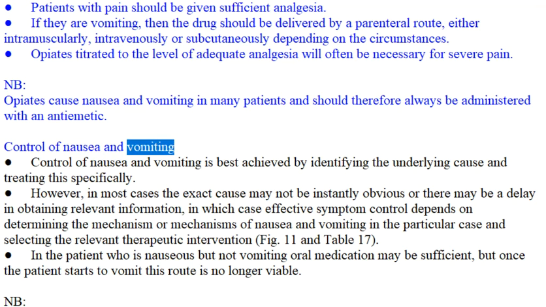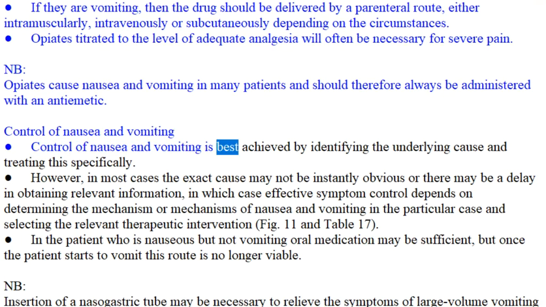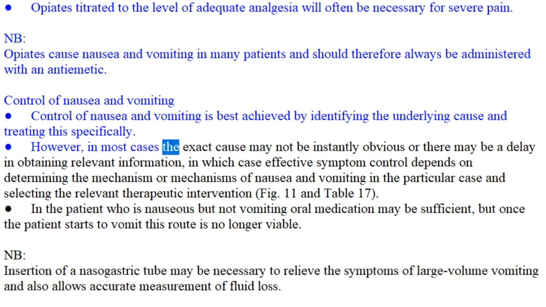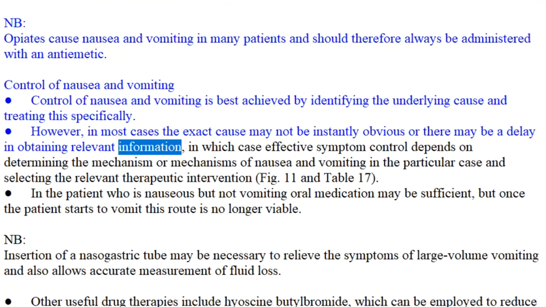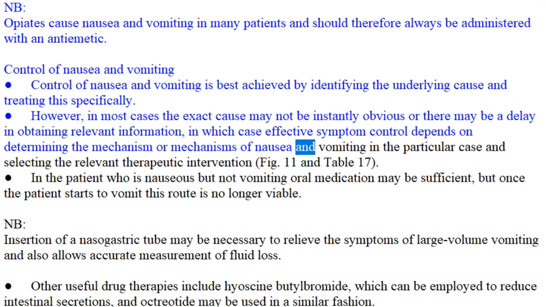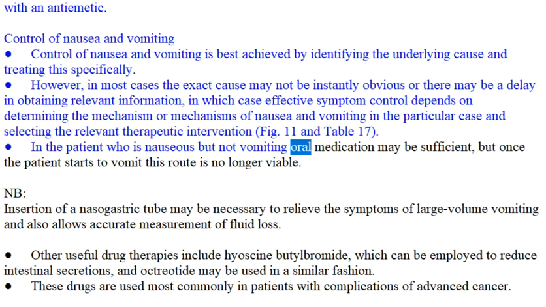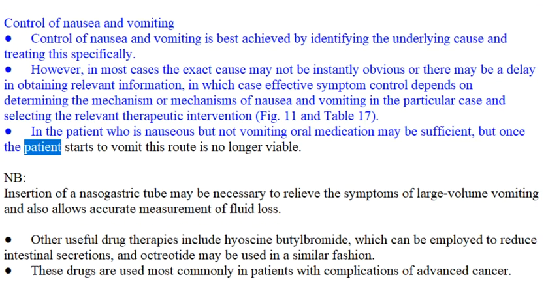Control of nausea and vomiting. Control of nausea and vomiting is best achieved by identifying the underlying cause and treating this specifically. However, in most cases the exact cause may not be instantly obvious or there may be a delay in obtaining relevant information, in which case effective symptom control depends on determining the mechanism or mechanisms of nausea and vomiting in the particular case and selecting the relevant therapeutic intervention, Fig. 11 and Table 17. In the patient who is nauseous but not vomiting, oral medication may be sufficient, but once the patient starts to vomit, this route is no longer viable.